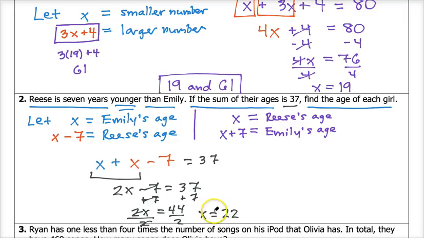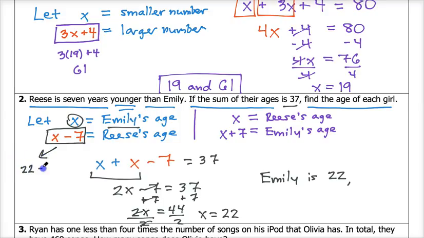So that means 22, based on my let statement here, is Emily's age. So I can say that Emily is 22. If Emily is 22, then to find Reese's age, I need to take this let statement here, X minus 7, and I need to subtract 7 from 22, and then I get 15. So therefore Reese is 15.